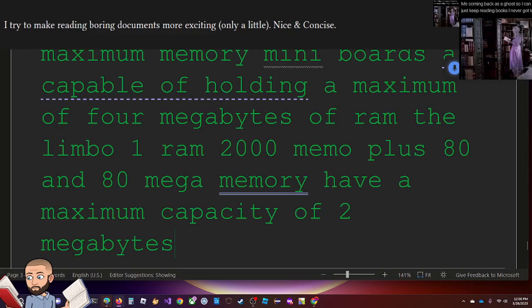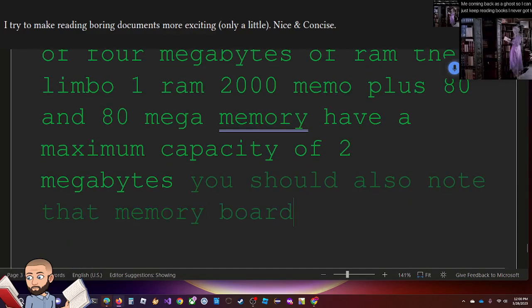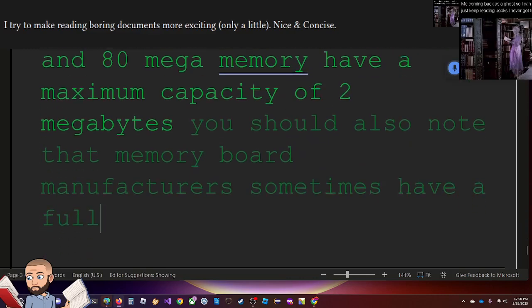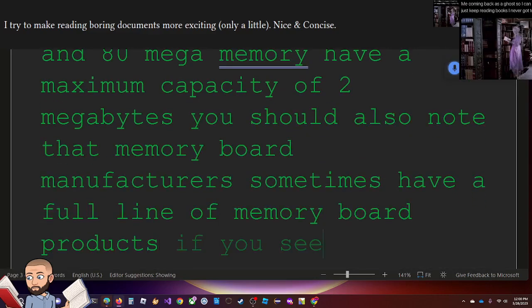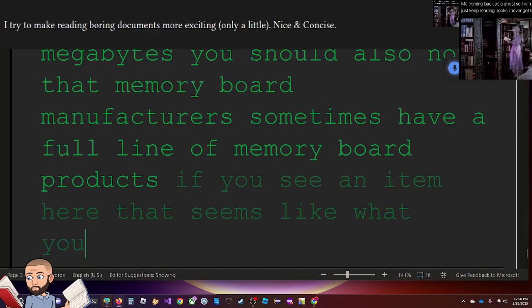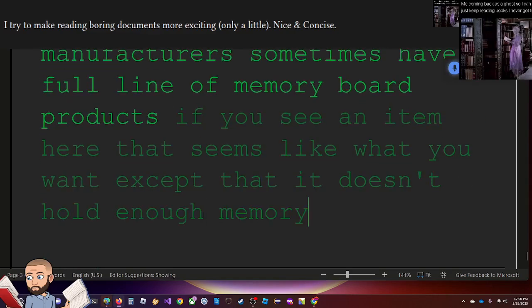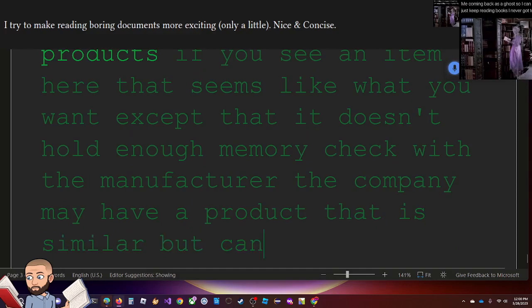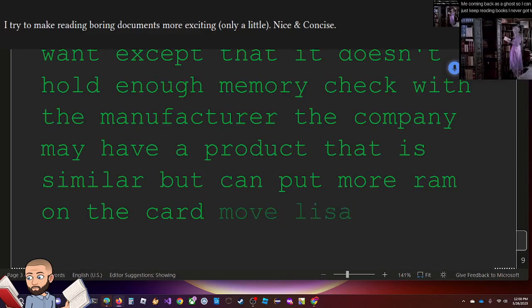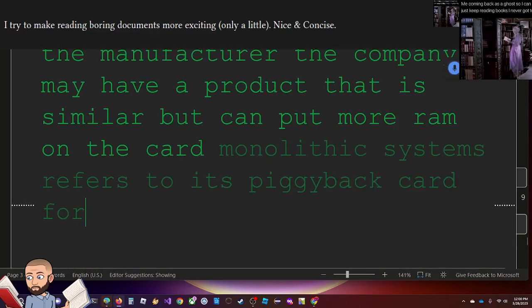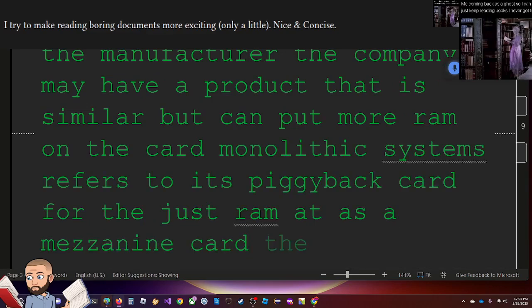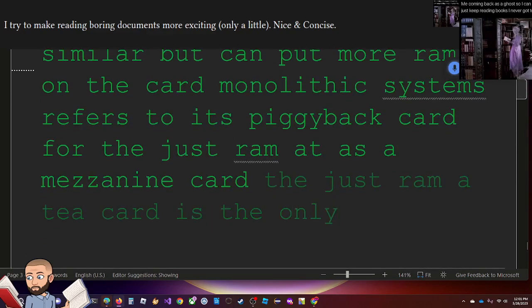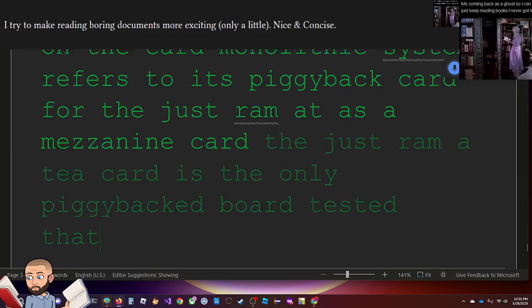You should also note that memory board manufacturers sometimes have a full line of memory board products. If you see an item here that seems like what you want, except that it doesn't hold enough memory, check with the manufacturer. The company may have a product that is similar but can put more RAM on the card. Monolithic Systems refers to its piggyback card for the Just RAM AT as a mezzanine card. The Just RAM AT card is the only piggybacked board tested that does not take up 2 slots.